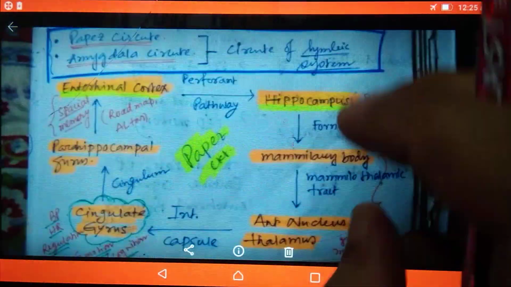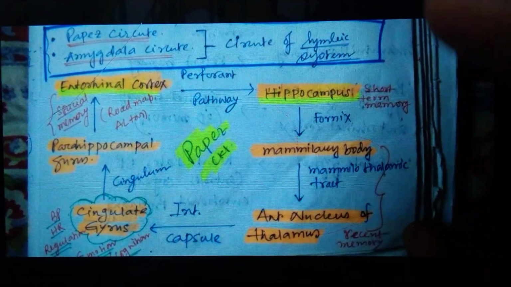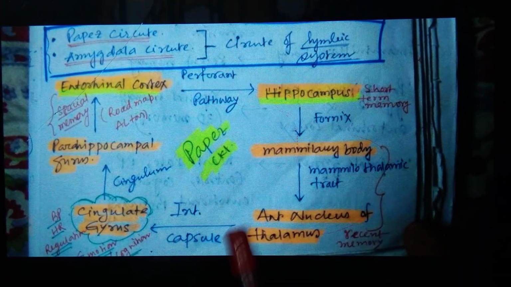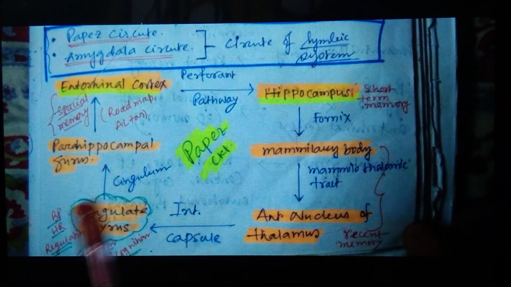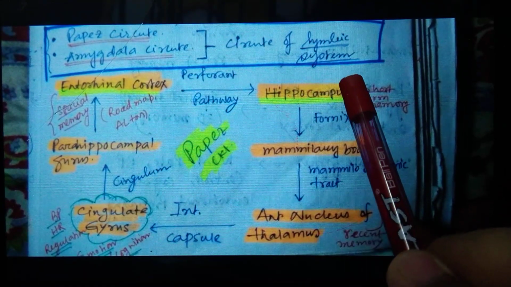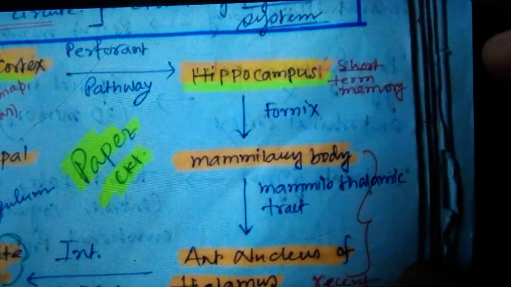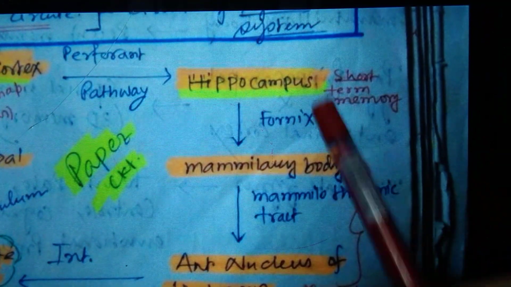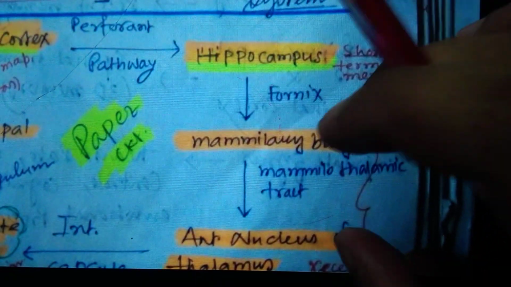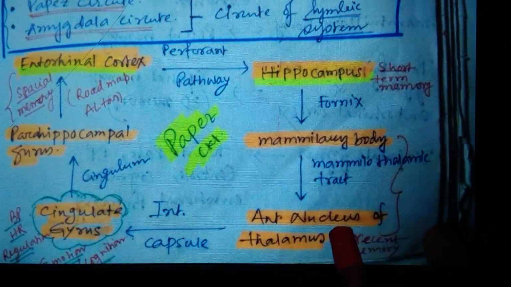Okay, so I think now you can understand this schematic representation. Hippocampus, then mammillary body, then anterior nucleus of thalamus, then cingulate gyrus, parahippocampal gyrus, entorhinal cortex, then once again hippocampus. That's your Papez circuit. The hippocampus is mainly concerned with our short-term memory, and the anterior nucleus of thalamus is mainly concerned with our recent memory.